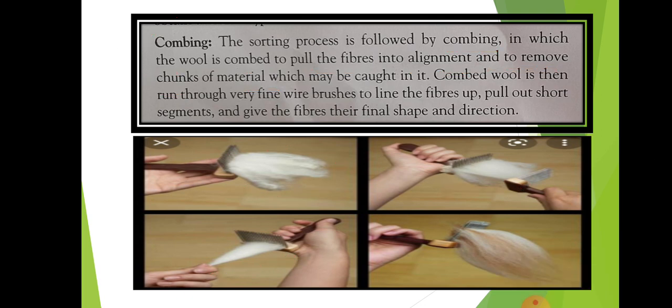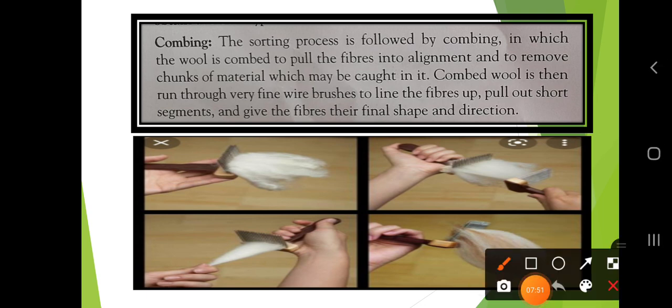Here, the main thing to keep in mind is that the wool is combed to pull the fibers into alignment, meaning in a straight way, and to remove chunks of the material, whatever we can call gathis or latte. These are the chunks of material which may be caught in it. While combing you may find some extra material, like dust particles, in the wool, and here we can sort it out.